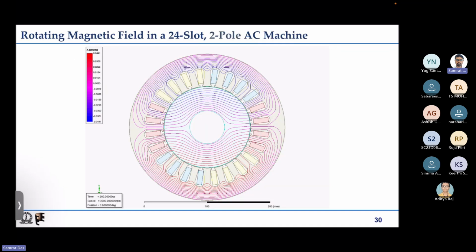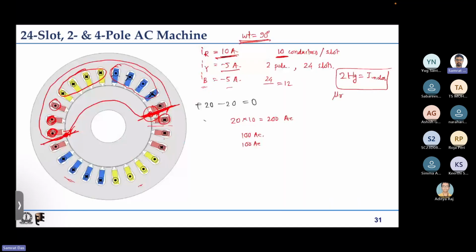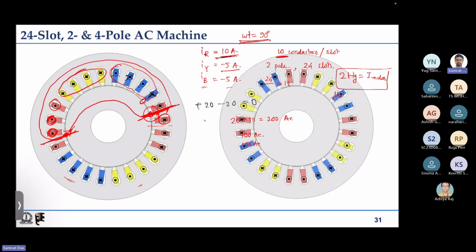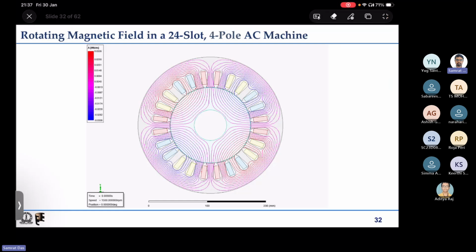Now B, what is the difference? Why are we seeing these notches? So notches are coming in every slot opening portion. So you can see that the air gap is uniform when there is a cylindrical rotor under the tooth. Under the tooth, the air gap is uniform.